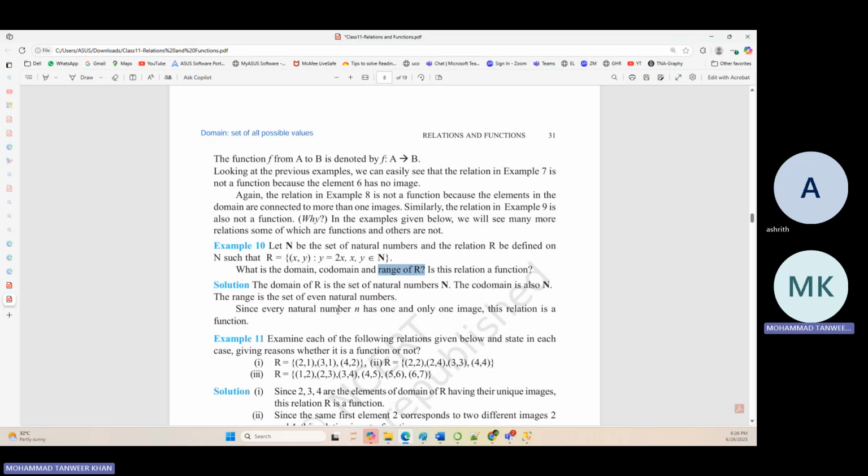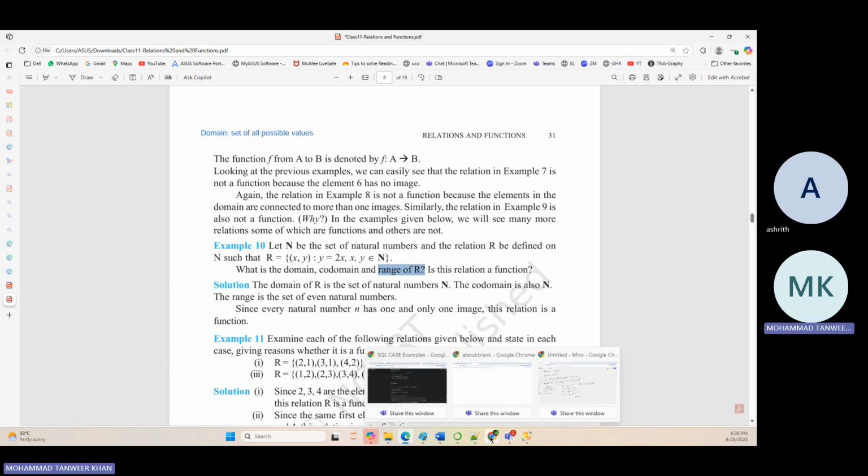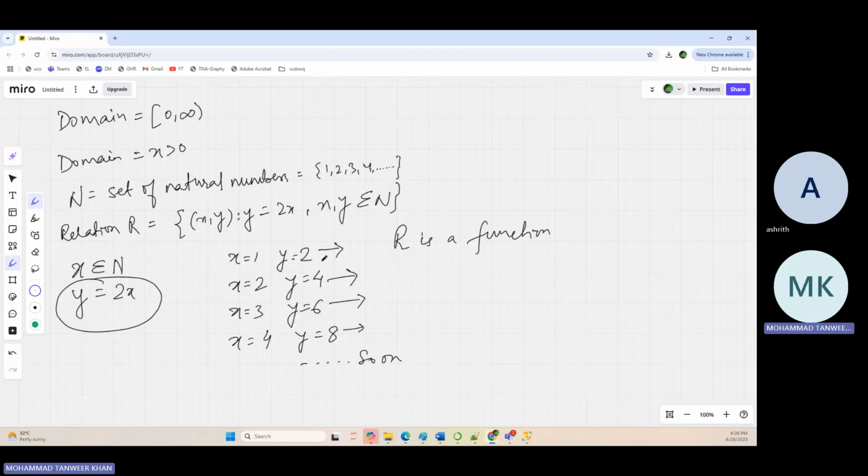Now they have written every natural number n has one and only one image. This relation is a function. You see, in this example, each input has only one output. It's not like if you're giving an input, you will get two outputs. Because each input has only one output, this is known as a function. It is an example of a function.